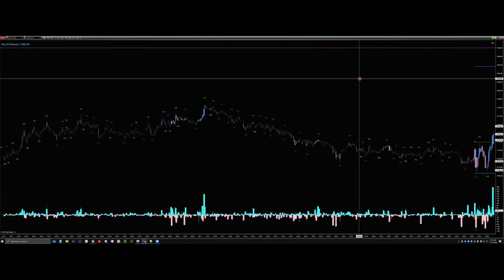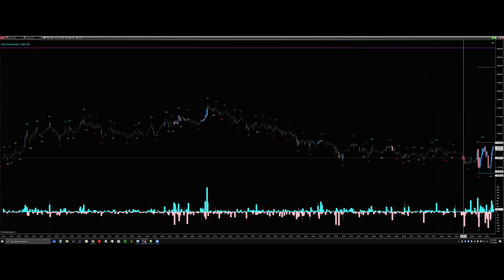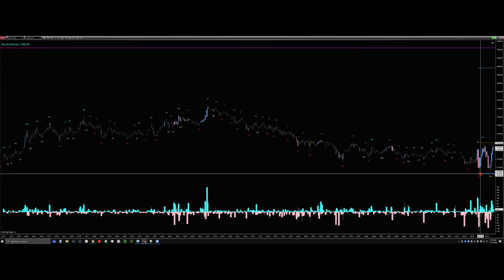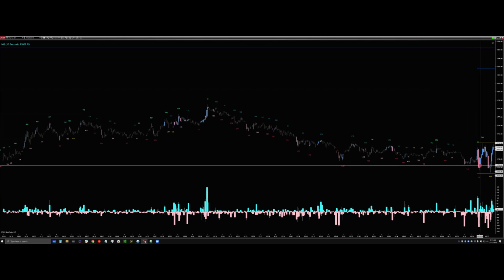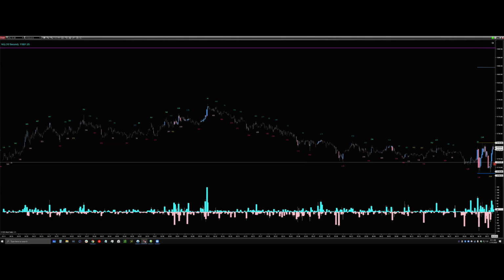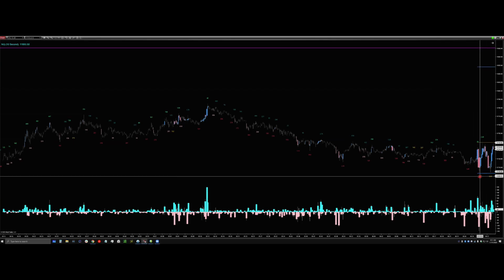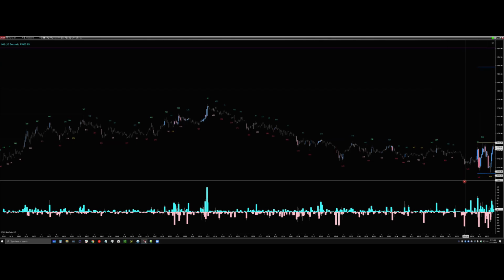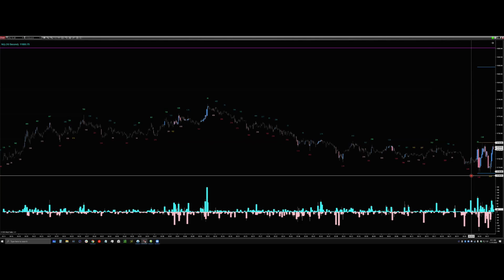So to answer your question, Martin, the stop would have to be under the low. And that's why I would get long here and give it room to work. That's why arbitrary stops are so hard to manage. I would put it under the low and I wouldn't automatically take it. The order flow would have to be overwhelmingly negative to take it. Do you understand that, Martin? Hopefully that answers your question.